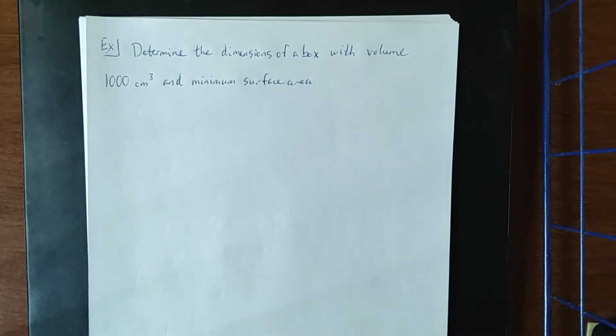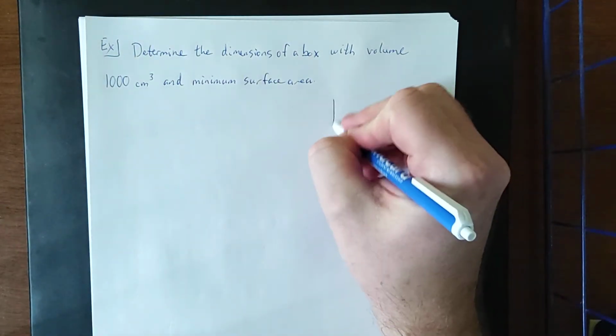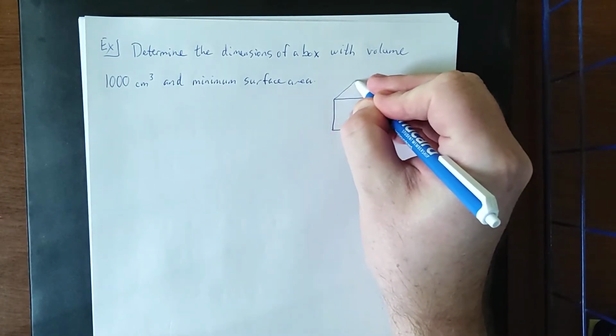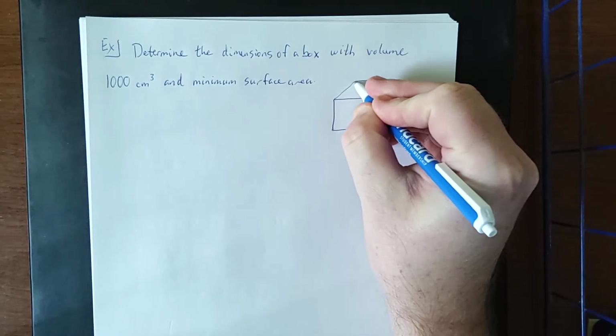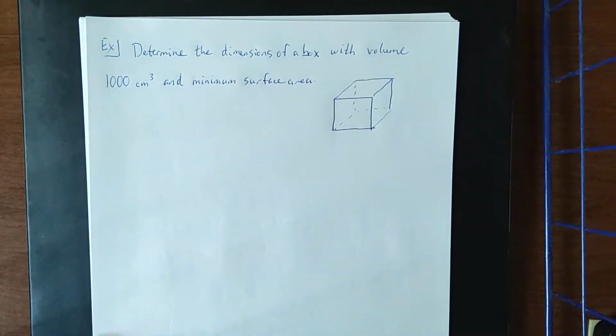Once again, we're going to be trying to optimize a value. This time we are looking for the dimensions of a box with a volume of 1,000 cubic centimeters and a minimum possible surface area. So in this case, once again, we'll be talking about a rectangular box, something similar to what you see right here.